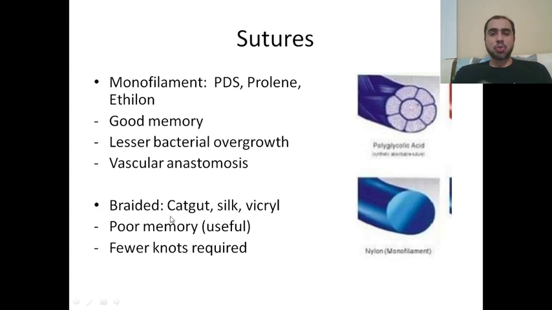Remember, braided sutures have poor memory, which means they do not take the shape in which they were left, which is a good thing. Poor memory is useful and fewer knots are required. Because they are polyfilament or braided, once the knot is made, the knot stays. So you don't need too many knots. Whereas in a monofilament, you need at least 7 knots for it to be called a secure suture.